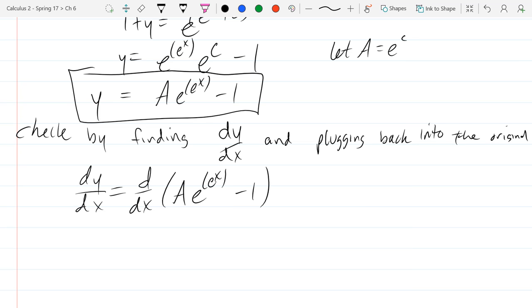So this really is going to be a little tricky. Easy part, there's constant multiple rule and there's subtraction. I can deal with that, no problem. So this is A times the derivative of e to the e to the x. What's the derivative of negative 1? 0. All right, so constant multiple rule. I still haven't dealt with the hard derivative. This is actually not that bad, it's just a chain rule.